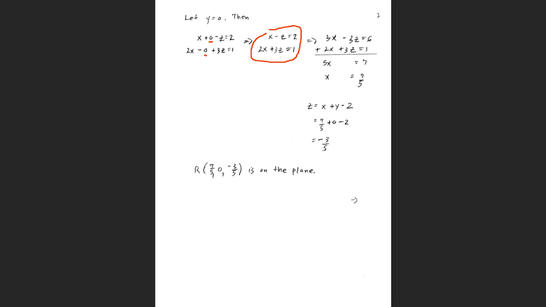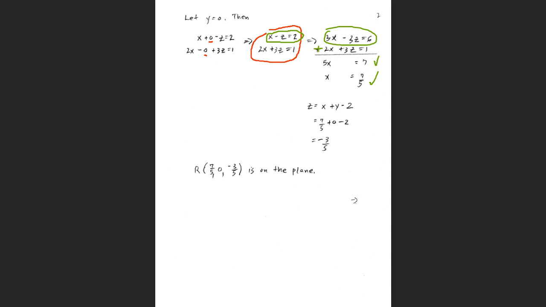And what I do is I take the first equation here, x minus z equals 2, and I'm going to multiply by 3. So I'll get 3x minus 3z equals 6. The reason I multiply by 3 is I want to cancel the z terms out. So now I'm going to add those two equations, and I'll get 5x equals 7, or x equals 7/5.